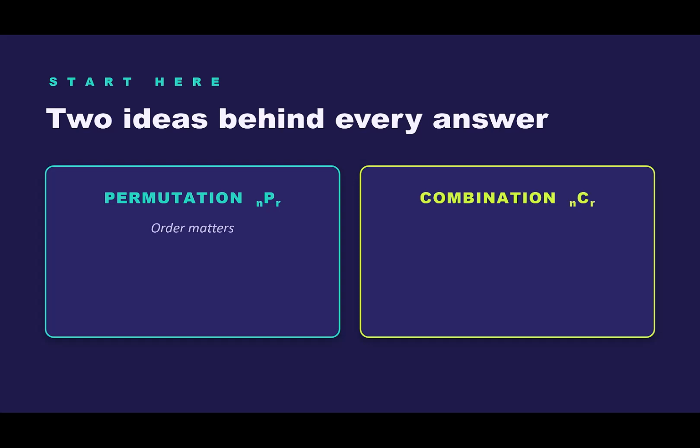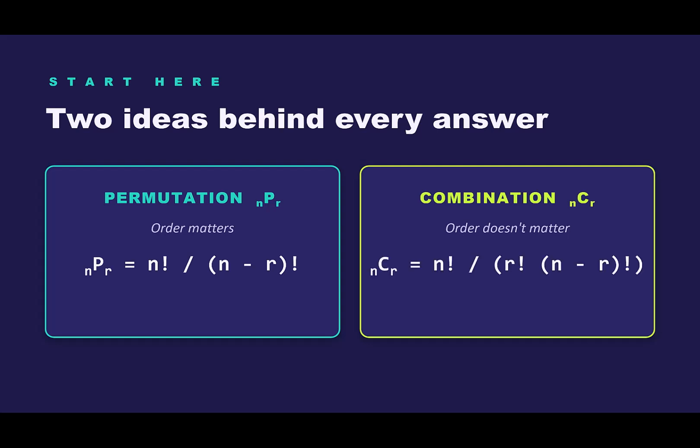Remember, with a permutation, order matters, but with a combination, order doesn't matter. Our formula for a permutation of n choose r is n factorial over n minus r factorial. The formula for a combination of n choose r is n factorial over r factorial times n minus r factorial.